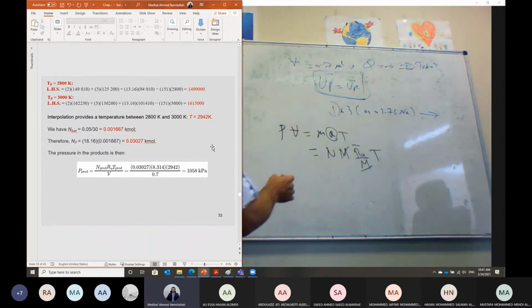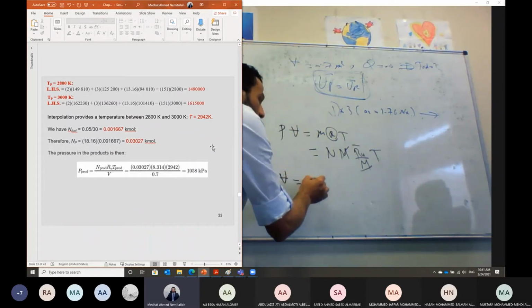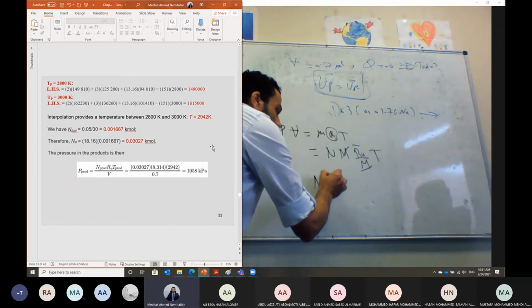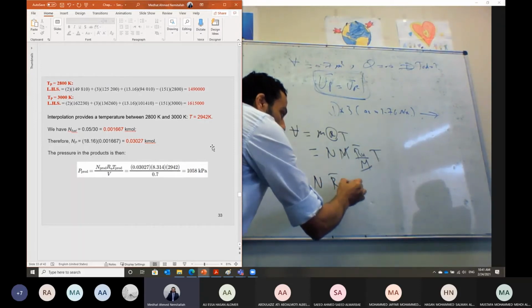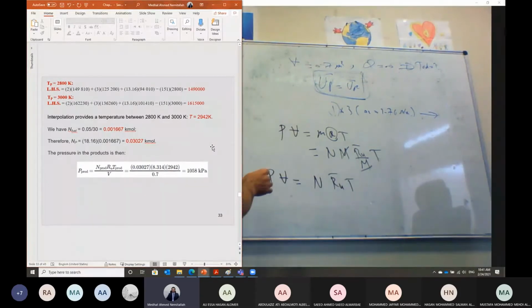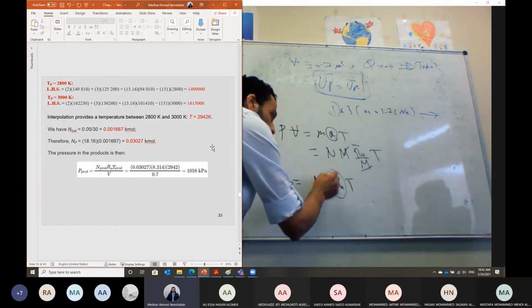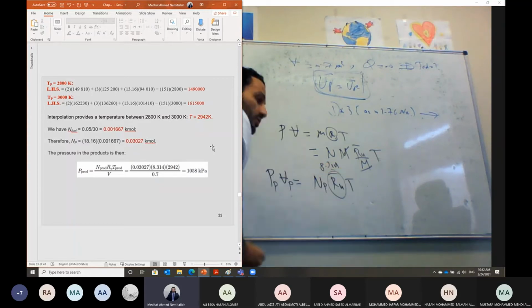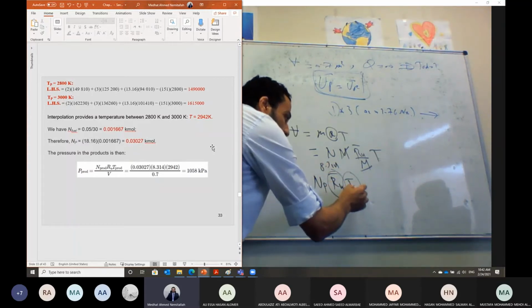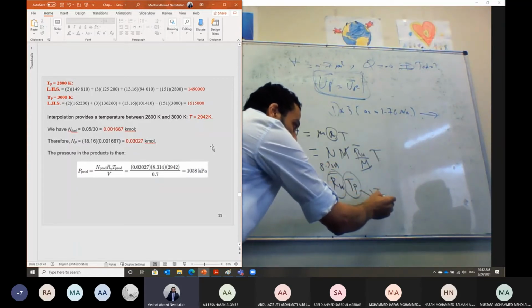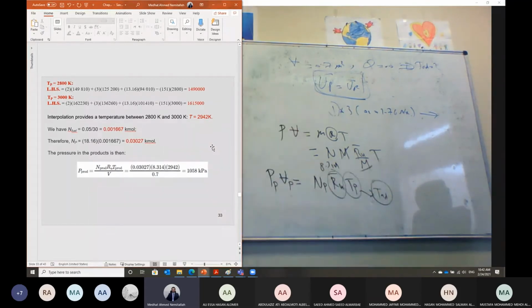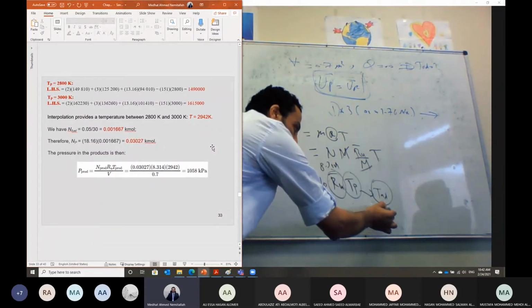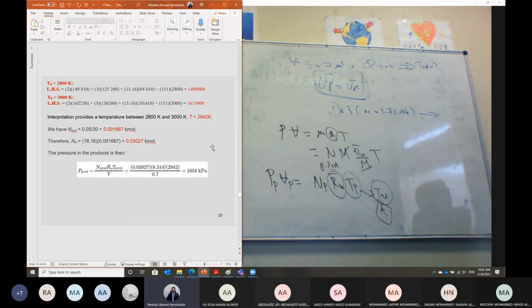That means we have PV should equal the number of moles multiplied by the universal gas constant multiplied by the temperature. I need to calculate the pressure of the product. So the pressure of the product multiplied by the volume of the product equals the total number of moles of product, times the universal gas constant, 83.14, multiplied by the temperature of the product, which we just calculated, which is the adiabatic flame temperature. But that should be substituted in Kelvin, and you are aware of that.